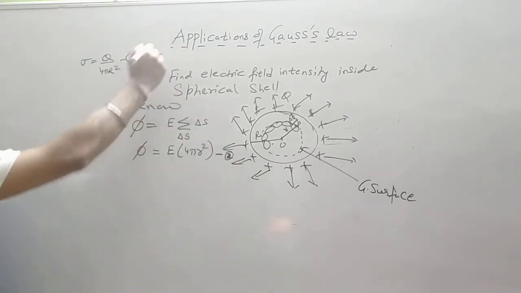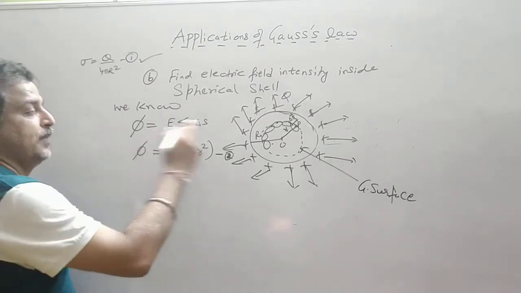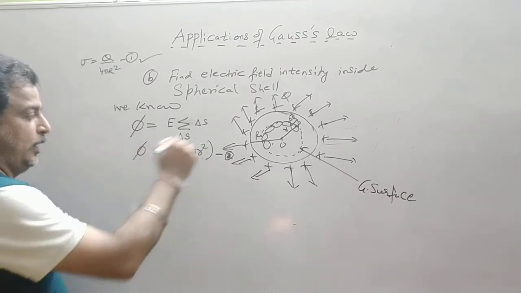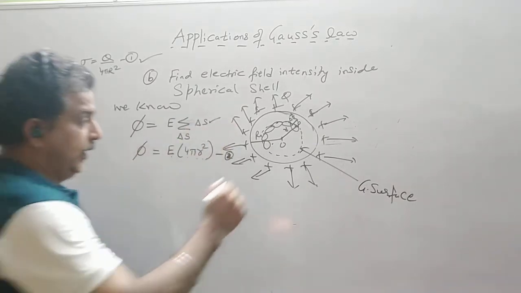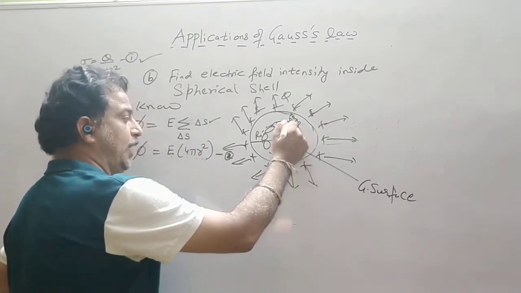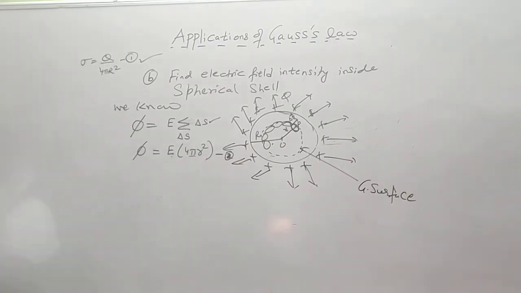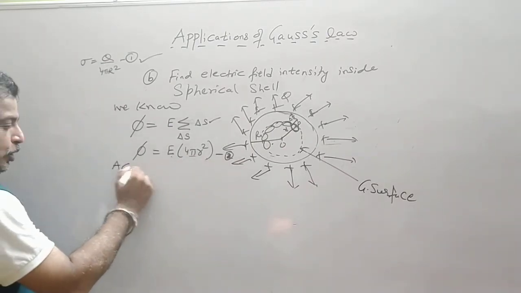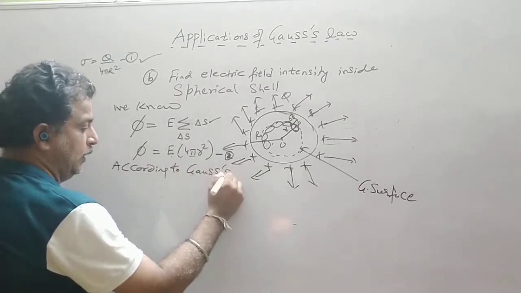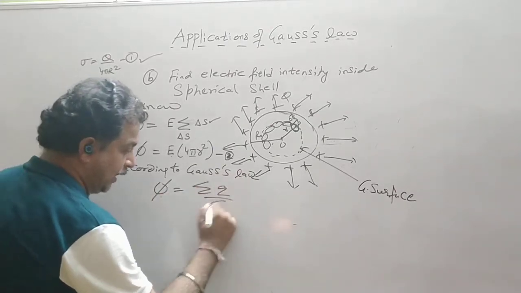This is your common equation for all the derivations. So the flux taken for the entire surface is E 4 pi r square, where delta S is the area of this small element. So delta S, delta S, delta S. So the entire Gaussian surface area is 4 pi r square. Now we apply Gauss law. According to Gauss law, flux should be equal to summation q upon epsilon naught.